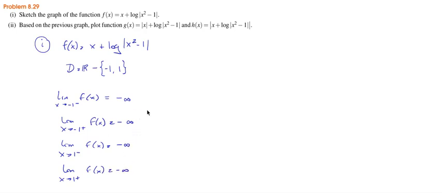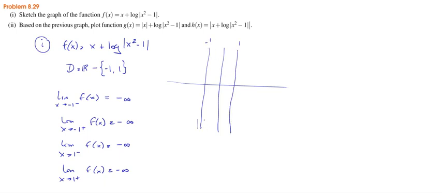Now we have that, so let's start sketching this. We have minus 1 and 1, right? And the function is going to be like this, and then like this.